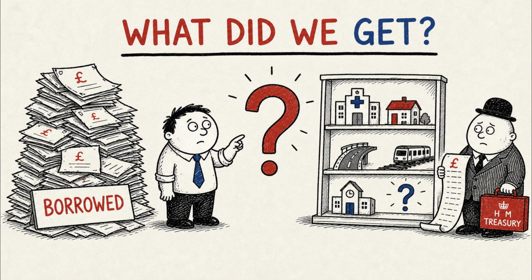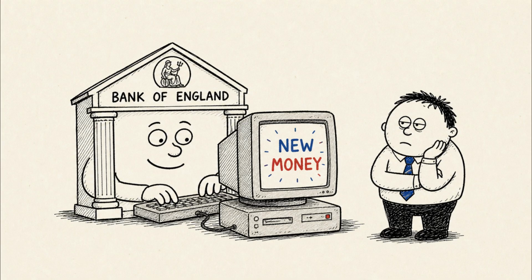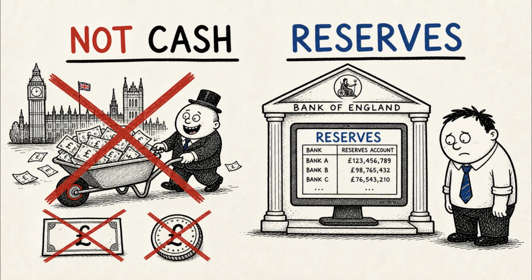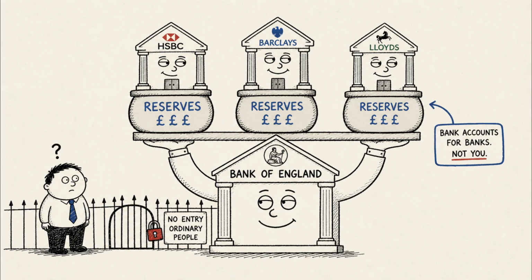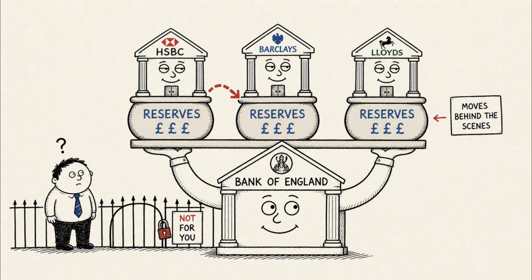But there is a third machine, and this is the one people usually mean when they shout money printing. Because sometimes in a crisis, the Bank of England creates money digitally. Not notes, not coins, not a wheelbarrow of cash being pushed through Westminster, but central bank reserves. Which sounds boring, and that is how you know it's important. Because in economics, the most powerful things are usually given names that make normal people fall asleep before they realise they're being mugged. So what are central bank reserves?